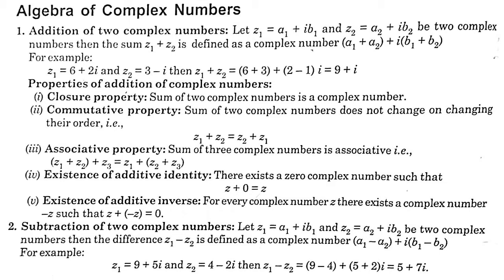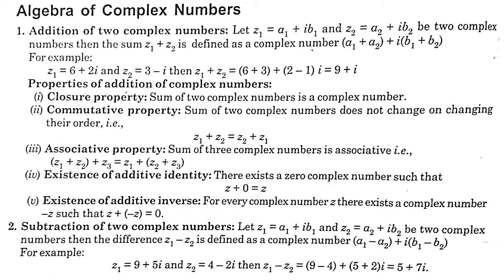For example, suppose one of the complex numbers is z1 is equal to 6 plus 2i and the other is z2 is 3 minus i. So z1 plus z2 can be written as 6 plus 3, means addition of real part plus addition of imaginary part. So we are getting 9 plus i.